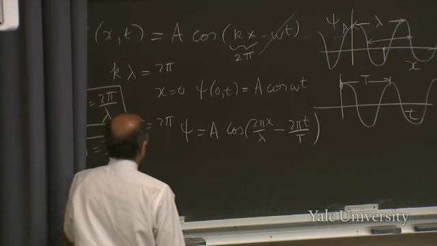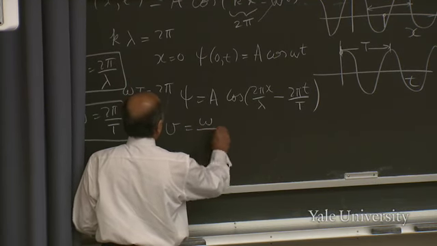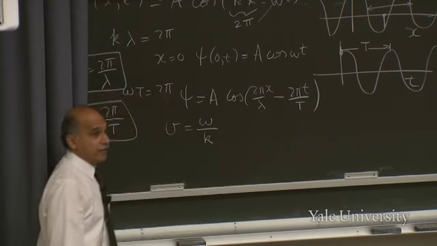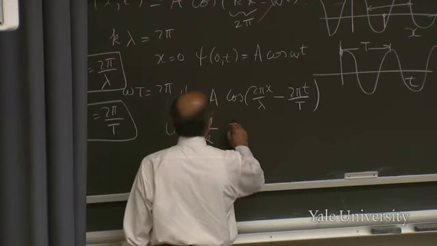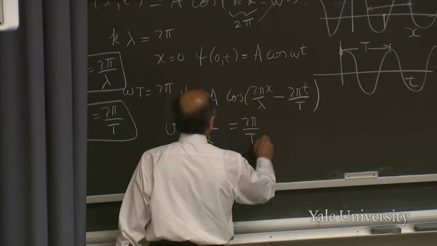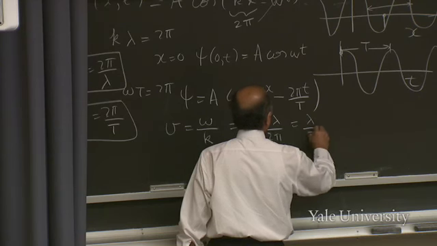Okay. What about the velocity of the wave? You remember it satisfied this condition. It's omega over k. But now let's write this in terms of these new quantities: 2 pi over T divided by 2 pi over lambda. It's lambda over T.